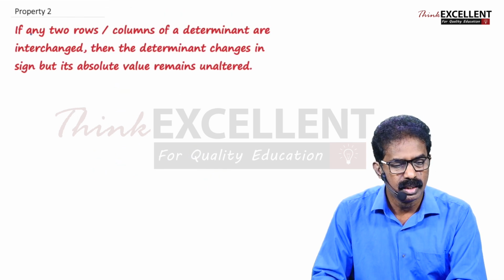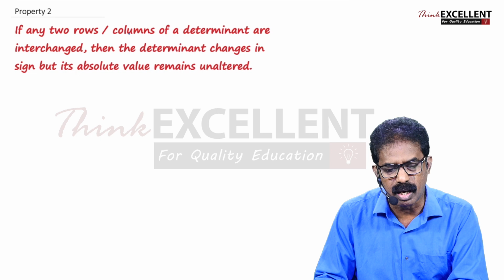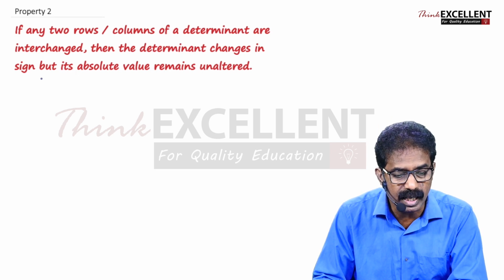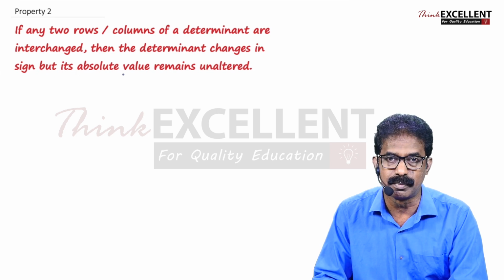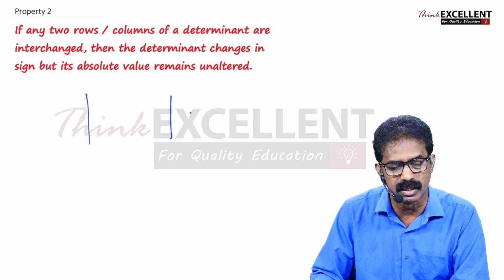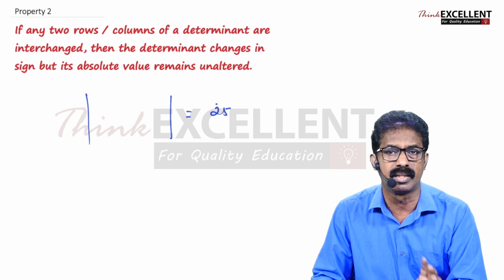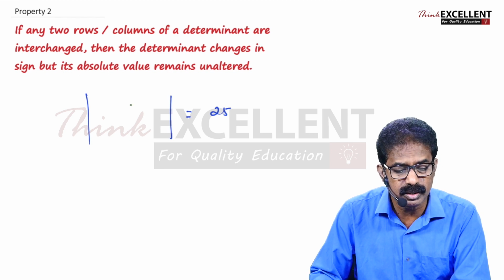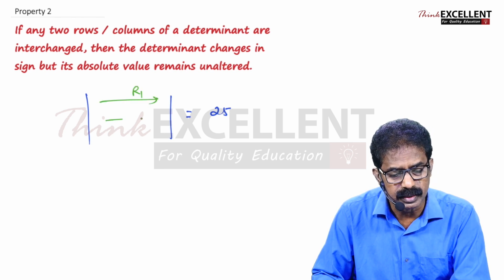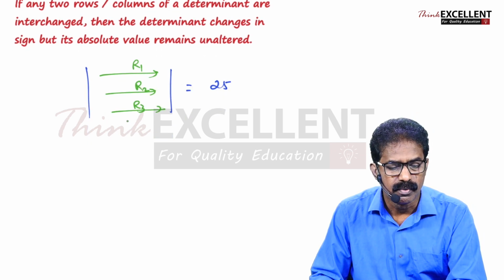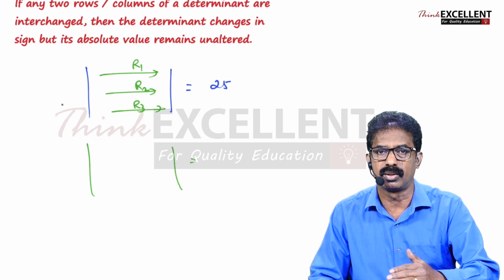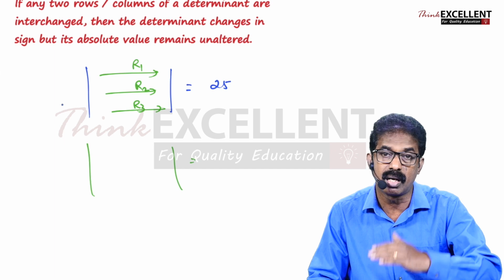Property number 2, if any 2 rows or columns of a determinant are interchanged, then the determinant changes its sign, but its absolute value remains same. Please listen carefully. Suppose a determinant is given, its value is 25. What I am going to do, we are going to interchange 2 rows. See, this is the first row, this is the second row, this is the third row, right? So 3 rows. We are going to interchange 2 rows. For example, interchange first row and second row, or second row and third row, or first row and third row.